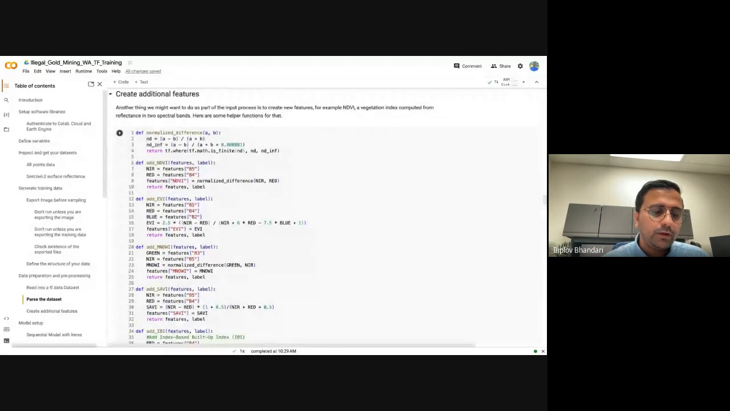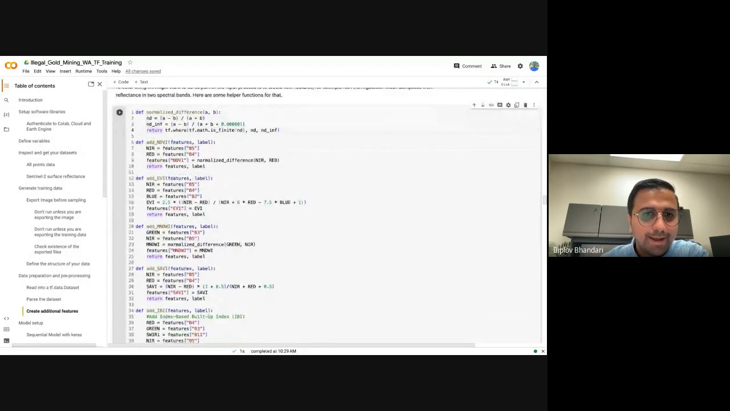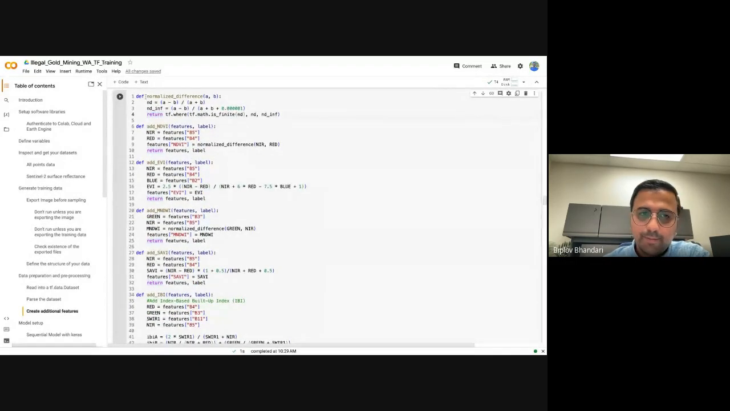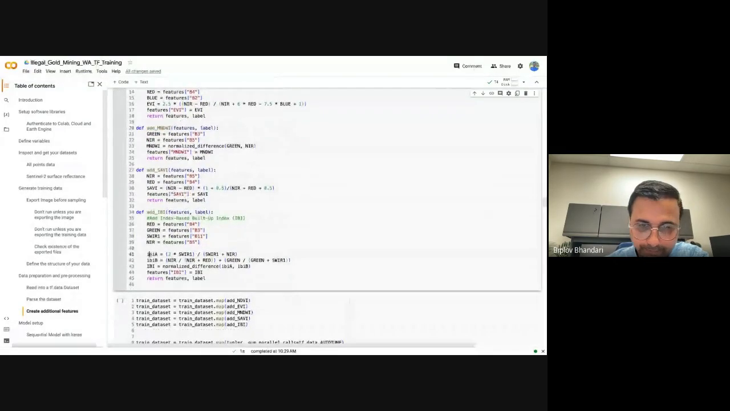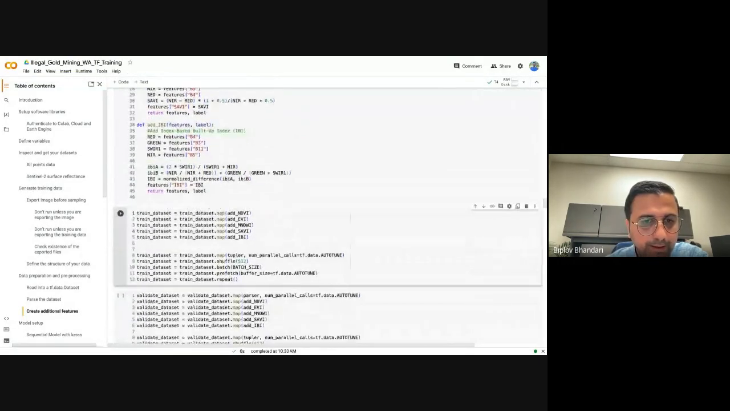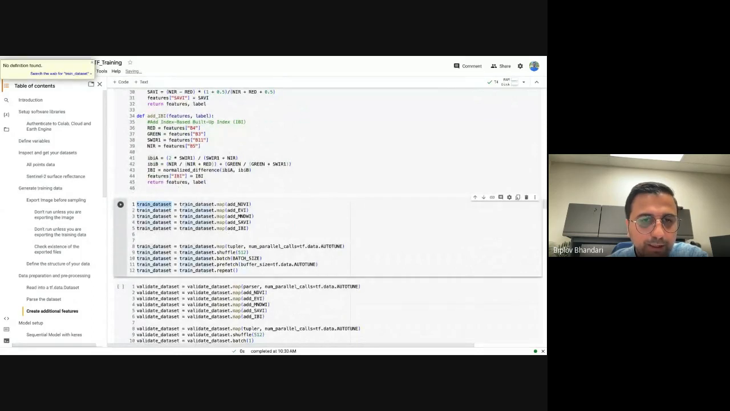But before that, we also are interested in creating some additional features, because we are remote sensing scientists and we have so many bands to take advantage of. So here, we're just, again, doing the same thing, adding NDVI, EVI, MNDWI, all these things. If you go and run that, once we've parsed our data sets, now we're going to add extra features into our data. So we have 5 extra features that we have added here.